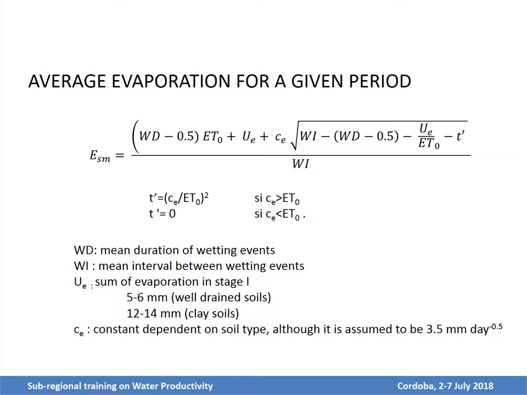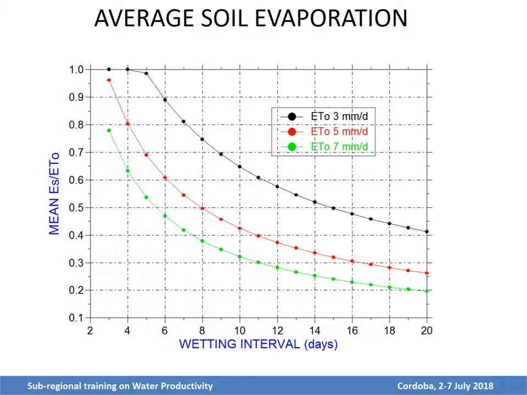U_E is the sum of evaporation in stage 1 and might be as low as 5 to 6 millimeters for well-drained soils, up to more than 10 millimeters for clay soils. C_E is a constant dependent on the soil type, although many times we can assume it is 3.5. Using that equation, here we show what is the variation in the mean soil evaporation relative to evapotranspiration as a function of the wetting interval, the interval between wetting events, for three values of ETo.